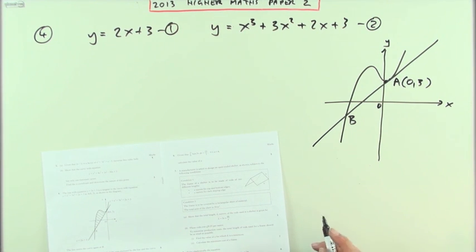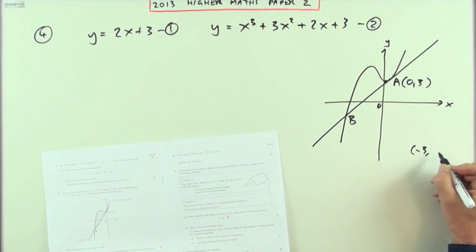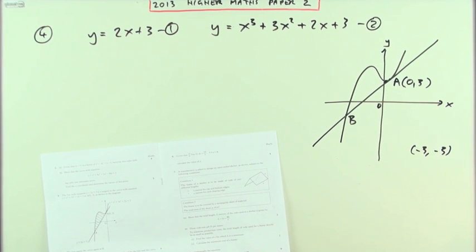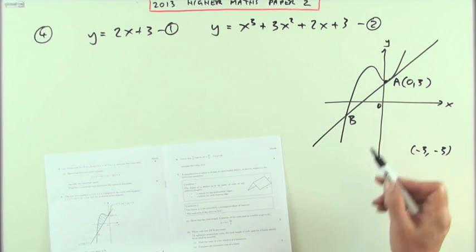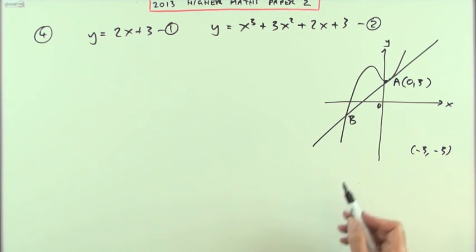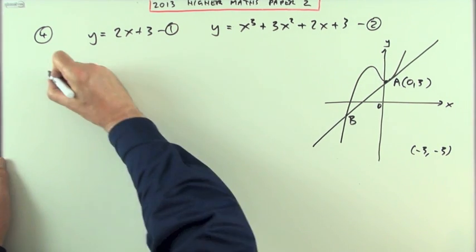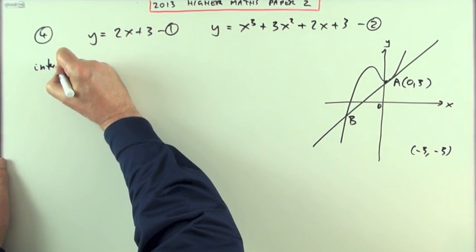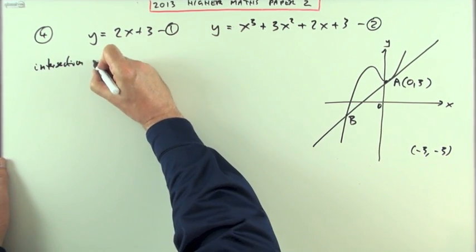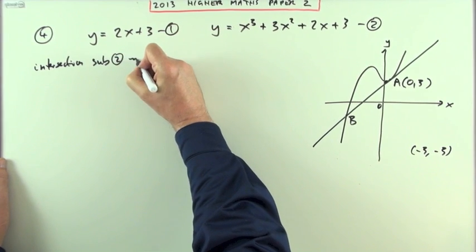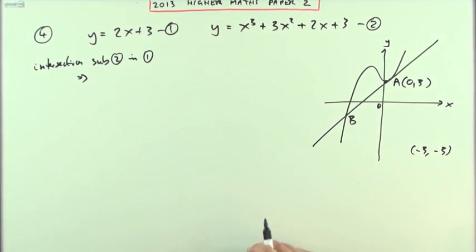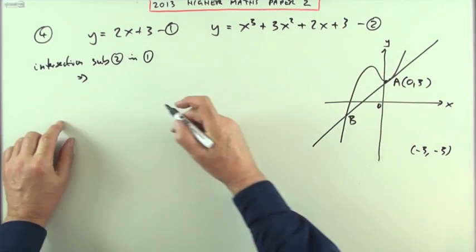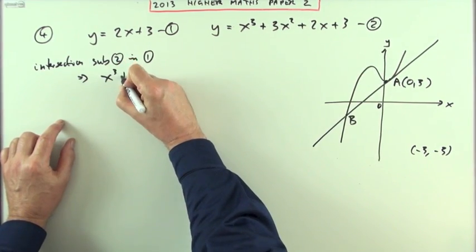It says, show that B is the point (-3, -3). Well, that's handy because that'll let me check my answer and then work out this area that's enclosed between the curve and the line. Well, the first bit, find where it cuts at B. Well, that means if I'm looking for an intersection, I'm going to substitute 2 in 1. Although you'd probably just write it as equate, but strictly speaking it was a substitution. Instead of that y, I'm going to write this thing here, but you could just say equate if you wished.